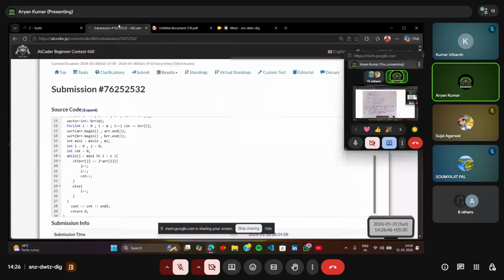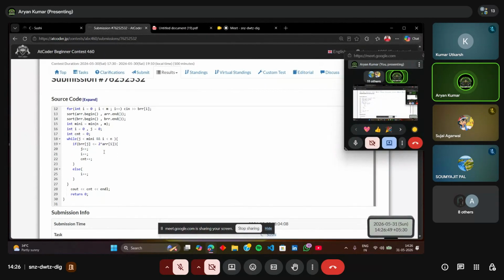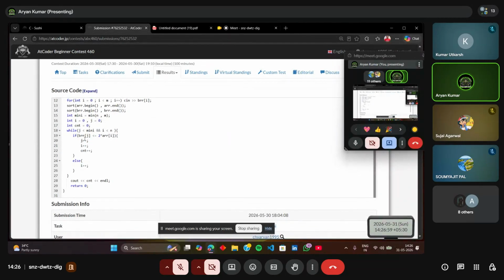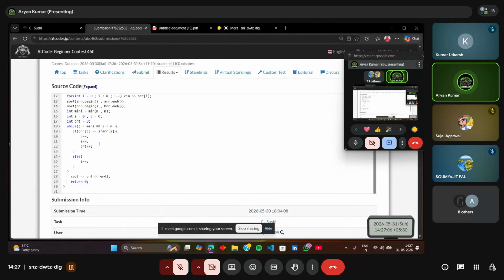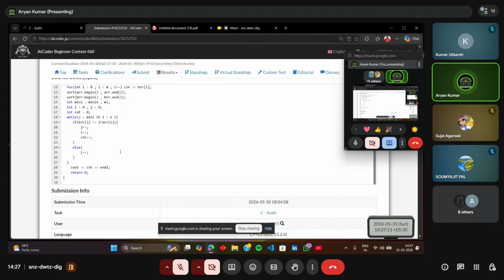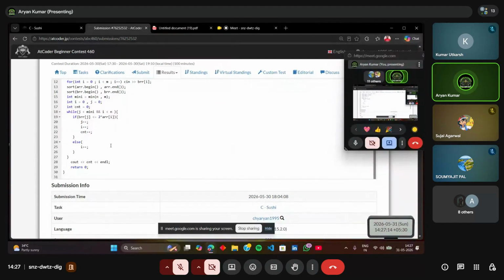So in this loop, the condition is that while j is less than mini, and since we can skip some elements of BRR, i should be less than n. Every time we check whether the element of BRR is less than or equal to twice the element of ARR. If so, we will count this, take it, and increase both the i pointer and the j pointer. Otherwise, if it does not match our condition, we can't find any corresponding pair for this particular element, so we will just increase the i pointer.